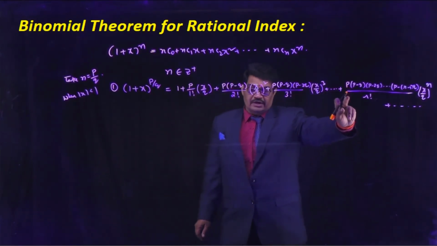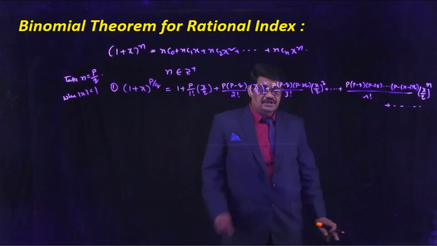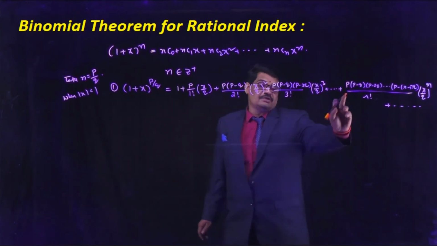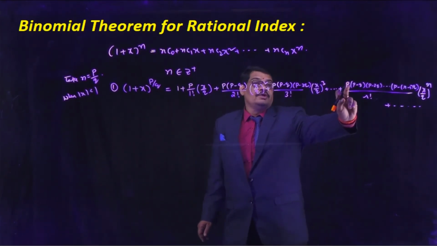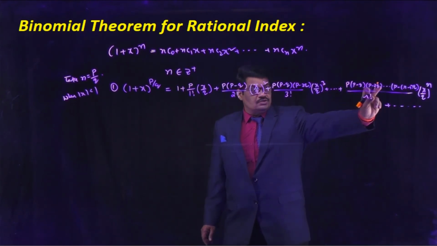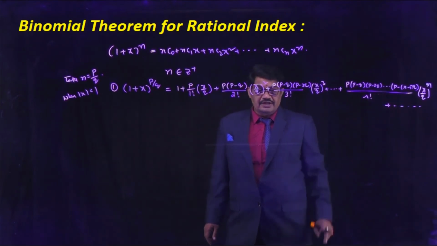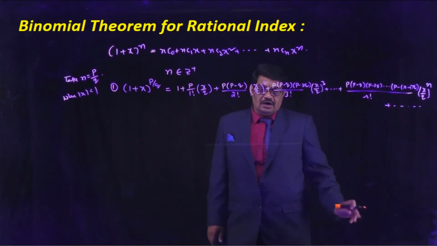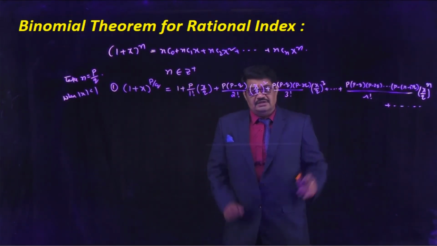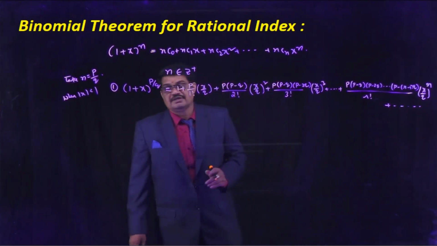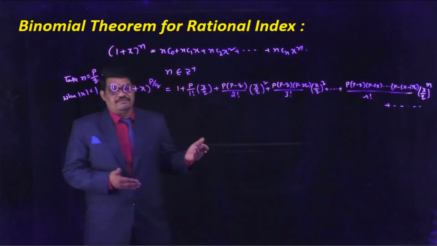So this is where we have taken the general term, that is T(r+1). What is the (r+1)th term? The (r+1)th term is p(p−q)(p−2q) and so on up to (p−(r−1)q) by r factorial into (x/q)^r, and so on. This is the infinite series. The expansion is an infinite series.